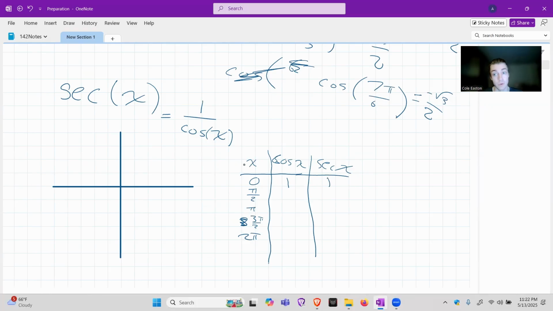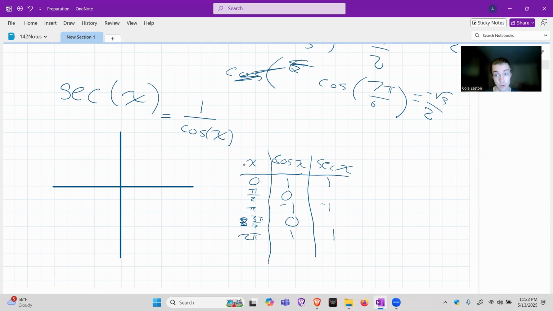Cosine of pi over 2, well, that gives us 0. So we'll think about that in a second. Cosine of pi gives us negative 1. This gives, okay, 1 over negative 1 is negative 1. That's fine. But then we get another 0 here. And then 2 pi gives us 1. So we're back to 1 again.